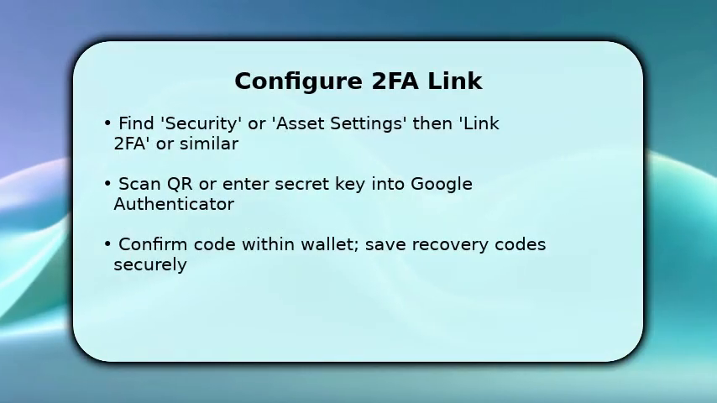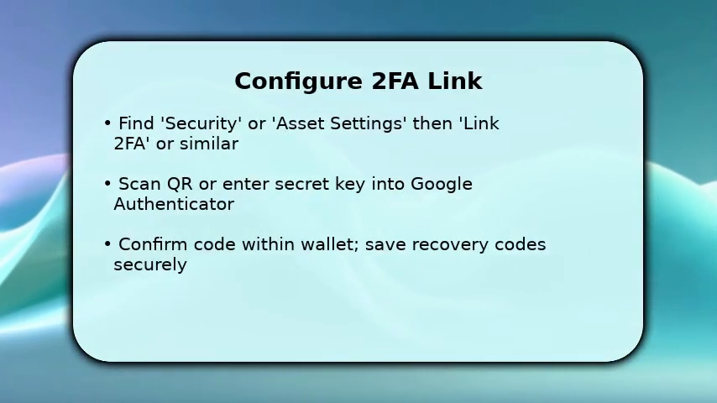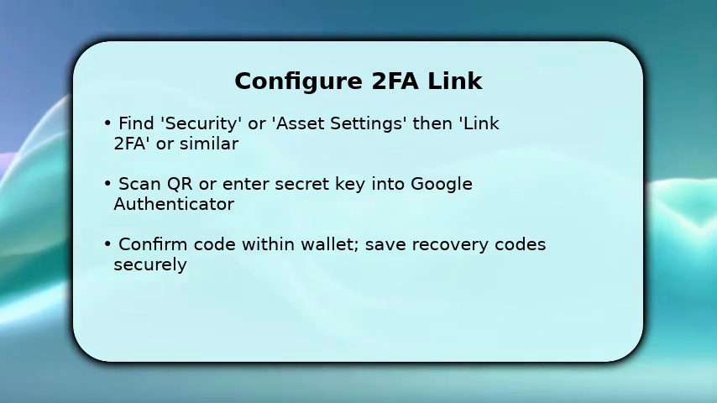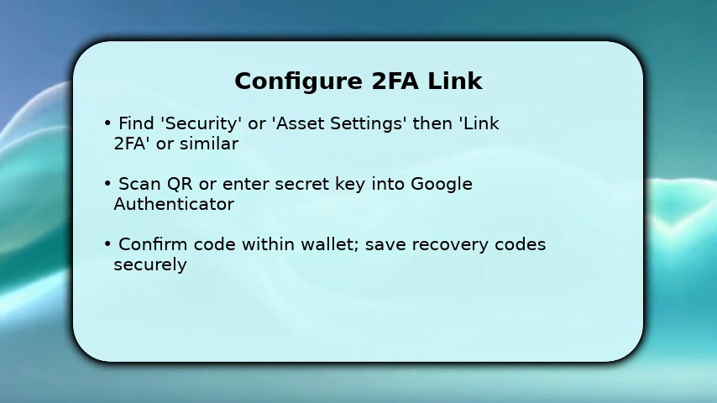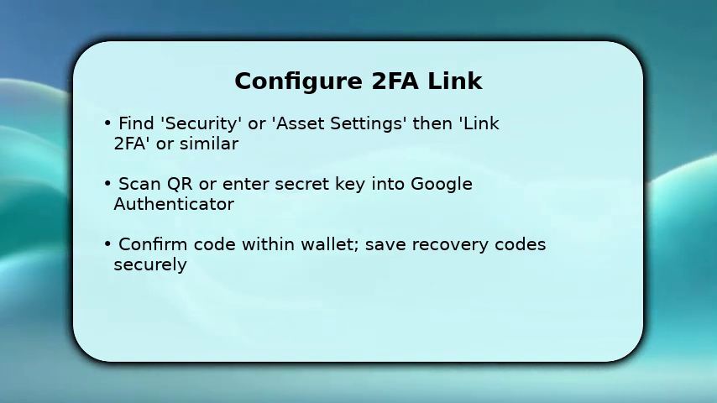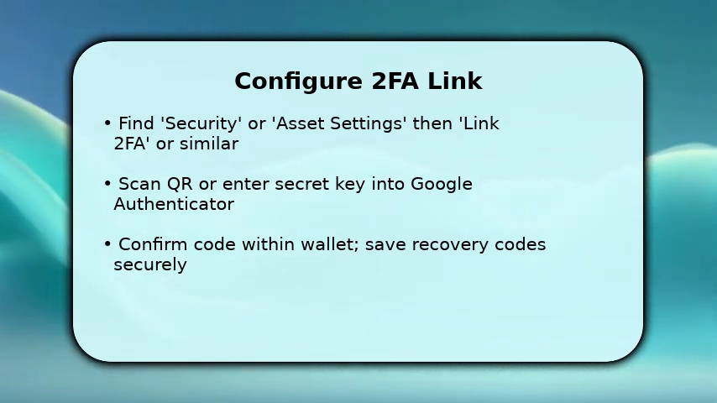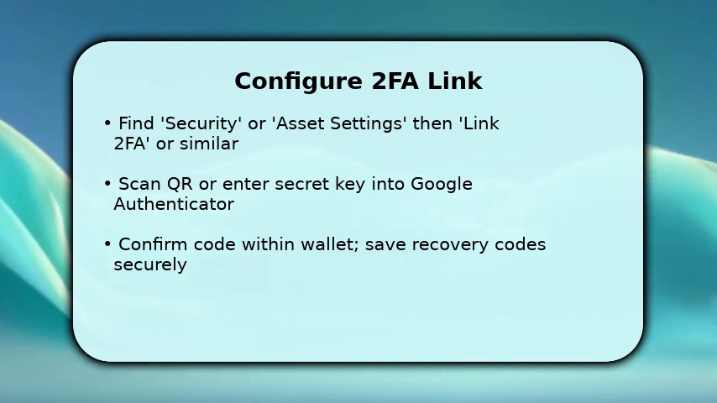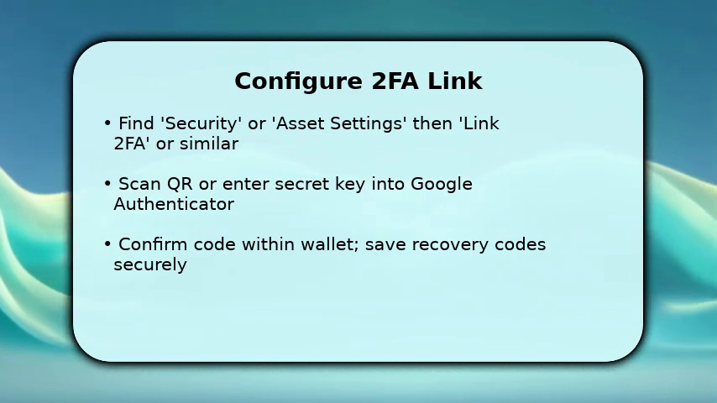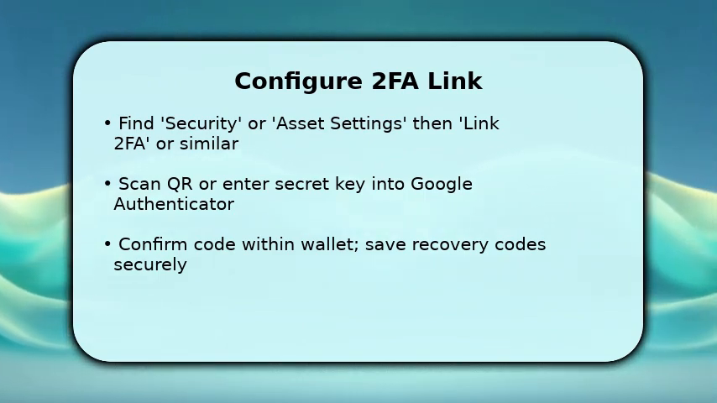You now perform the core linking action. In the NFT or wallet settings, choose the option to add two-factor authentication for the NFT or asset actions. When the platform shows a QR code or secret key, open Google Authenticator and scan or enter the key manually. This creates a time-based code. Once you enter the generated code back into the wallet, the platform binds that TOTP to the NFT operations. Make sure to copy any recovery codes and store them safely before moving on.